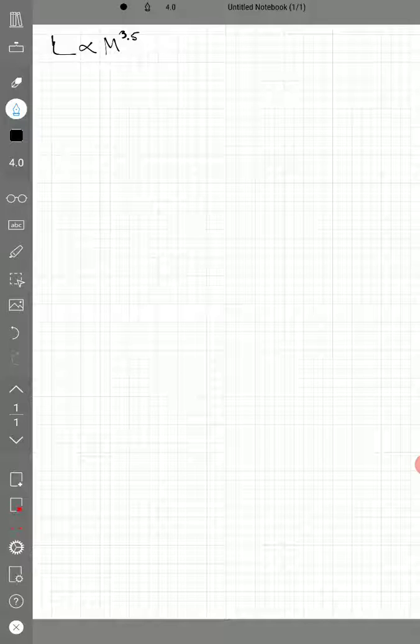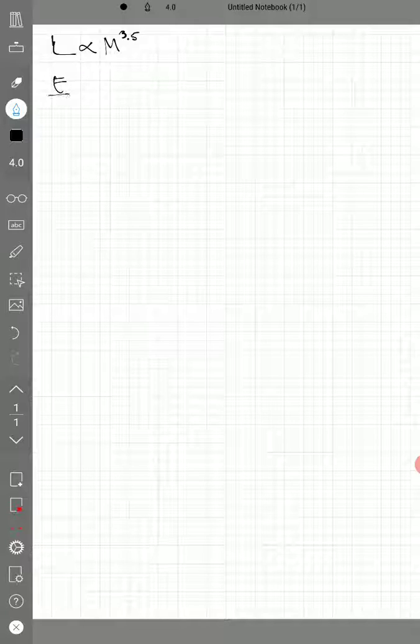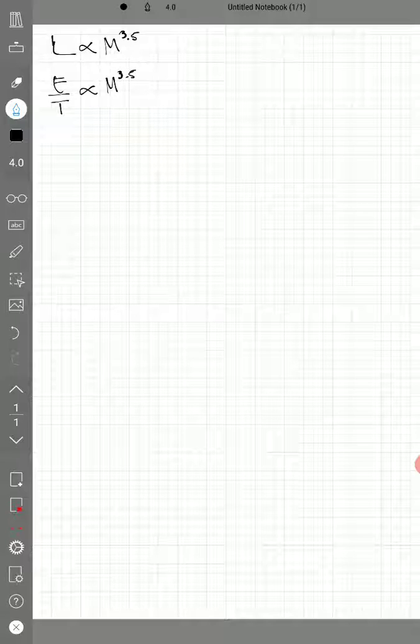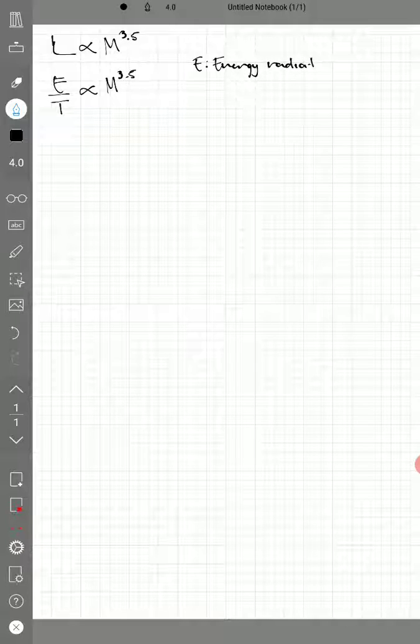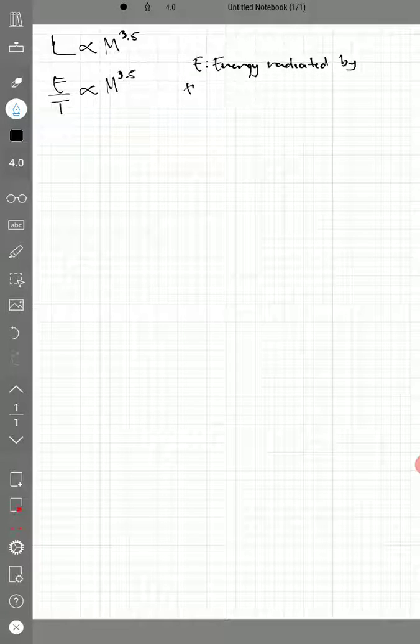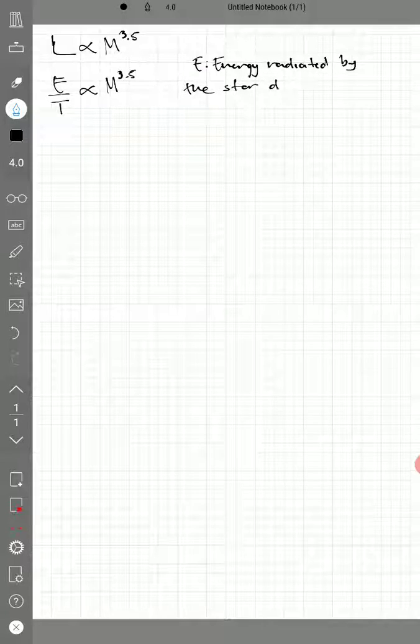So the first thing that we're going to say is that this luminosity, being power, because luminosity is power radiated by a star, is energy over time. So that luminosity will be energy over time, and it will be proportional to the mass to the power of 3.5. Now, the important thing to observe here is that this E, this energy that we're writing here, will be understood as the energy radiated by the star during its whole life.